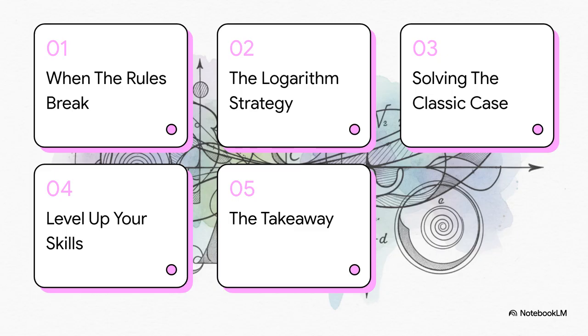So, here's our game plan. First, we're going to see exactly why our normal rules just completely fall apart. Then, I'll give you a simple four-step strategy to knock out any of these problems. We'll walk through the classic example, level up with some tougher stuff, and then wrap it all up with the big takeaway. Let's get right into it.